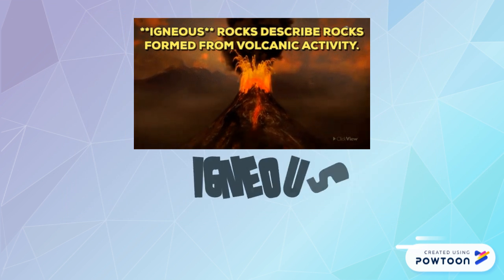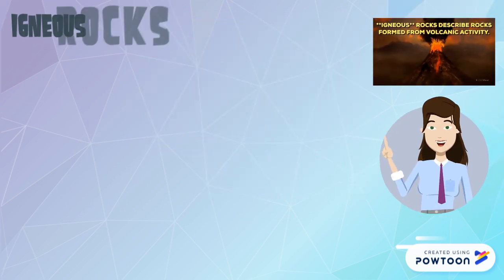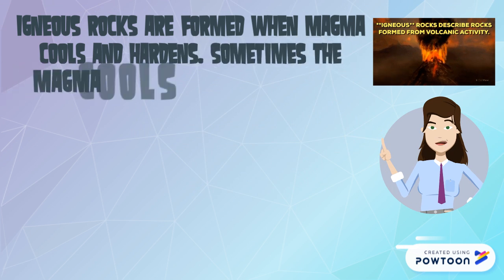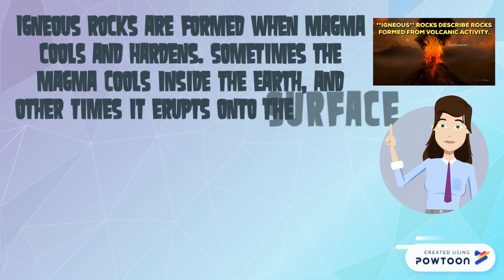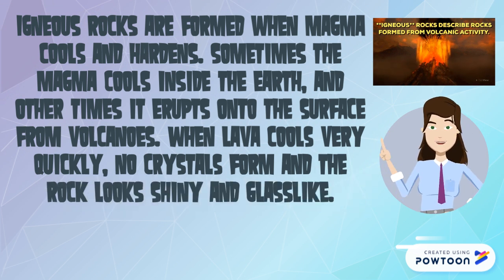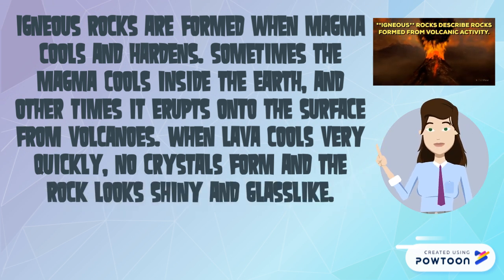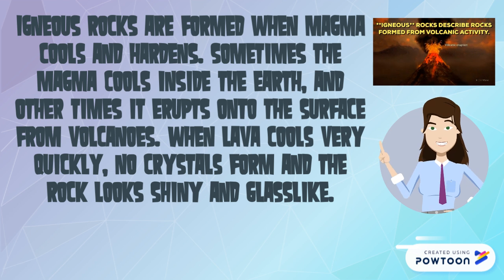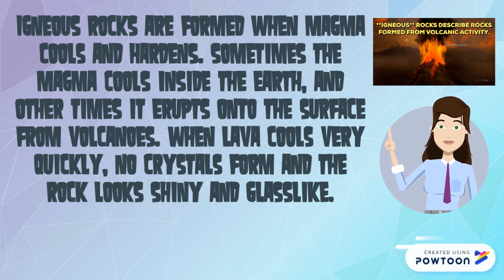Igneous. Igneous rocks are formed when magma cools and hardens. Sometimes the magma cools inside the earth, and other times it erupts onto the surface from volcanoes. When lava cools very quickly, no crystals form and the rock looks shiny and glass-like.